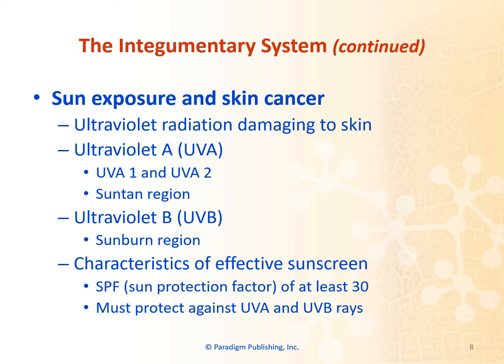Sun exposure and skin cancer. Ultraviolet radiation is damaging to skin. Ultraviolet A, or UVA, which is UVA1 and UVA2, is also known as the suntan region. Your book goes into more about this on pages 620 and 621, but regarding the characteristics of effective sunscreen, the SPF, or sun protection factor, needs to be at least 30, and it must protect against UVA and UVB rays.